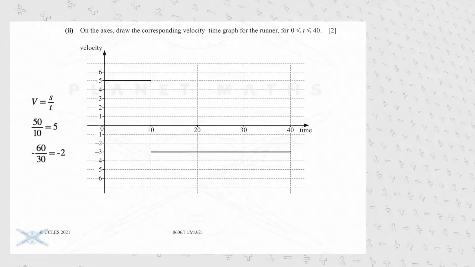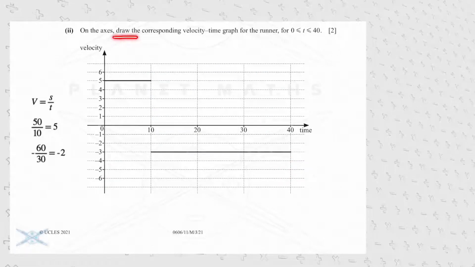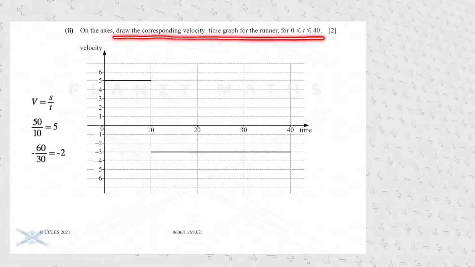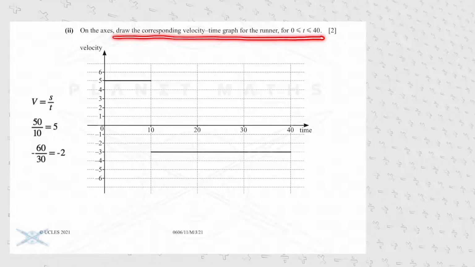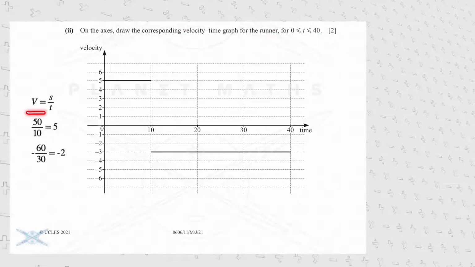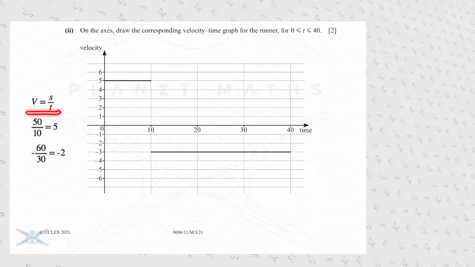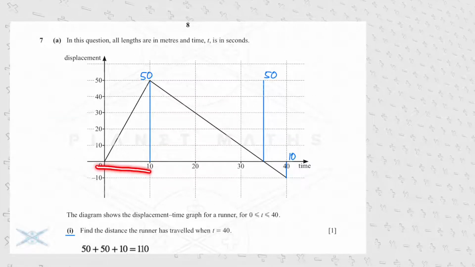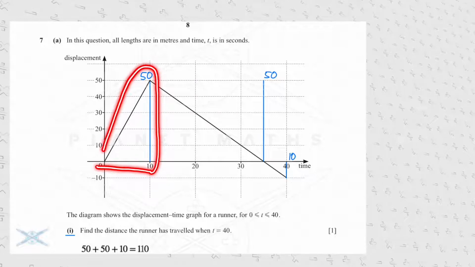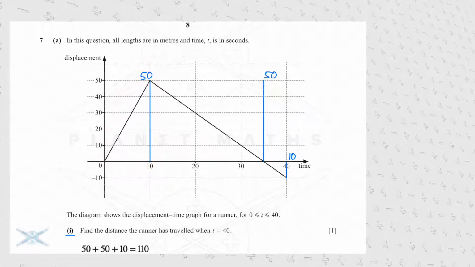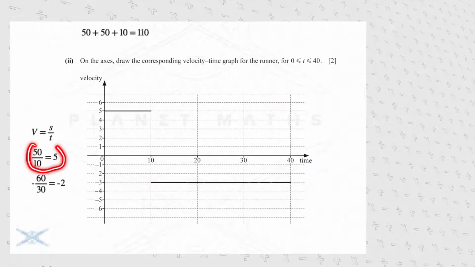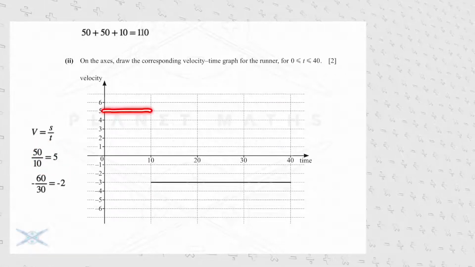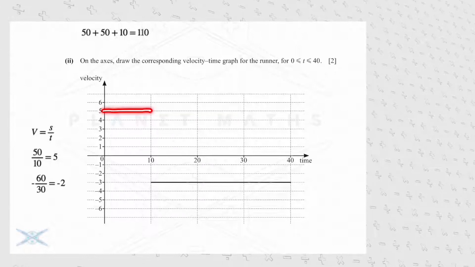Part 2 of exercise 7a requests from us to draw the corresponding velocity time graph for the runner for the interval between 0 and 40 seconds on the axis below. In physics, velocity is defined as displacement divided by time. So looking at the graph from above, for the first 10 seconds, the runner has traveled a distance of 50 meters. Therefore, we need to divide 50 by 10. 50 divided by 10 equals 5. So for the first 10 seconds, the average speed of the runner is 5 meters per second.